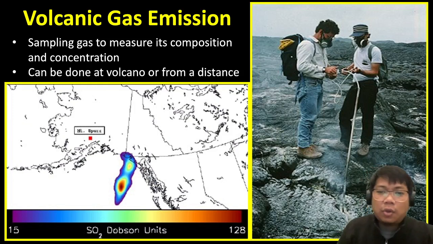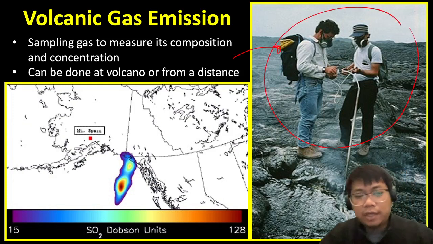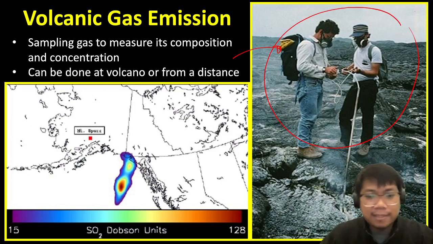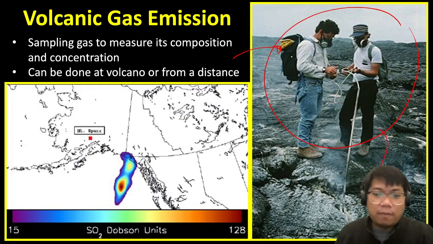Geoscientists can also go out there. For example, these two cool geologists right here, they go out there and they measure gas emissions that are coming out of the volcano directly. And I'm pretty sure this looks like another picture from Hawaii.